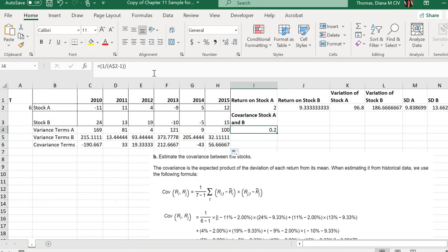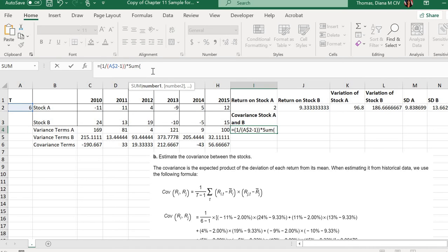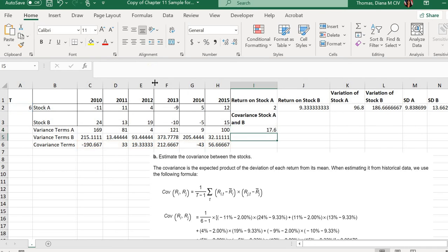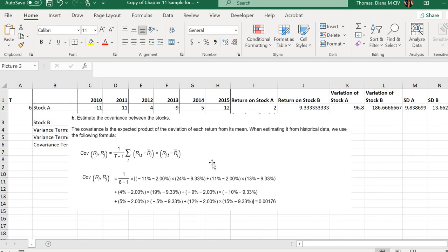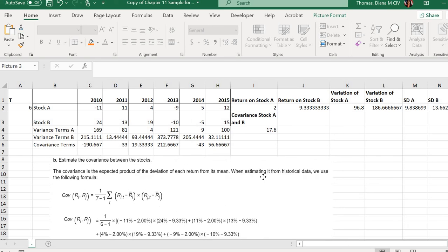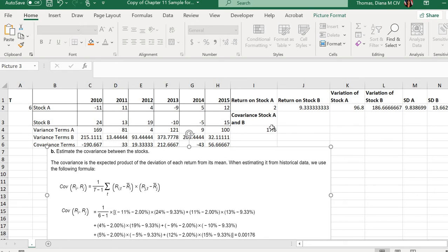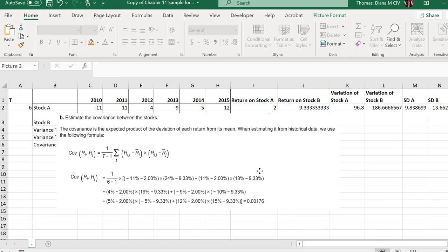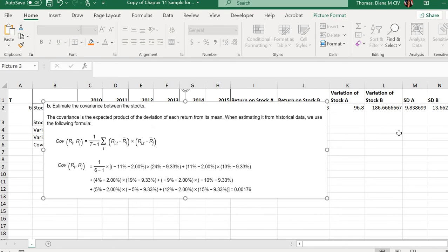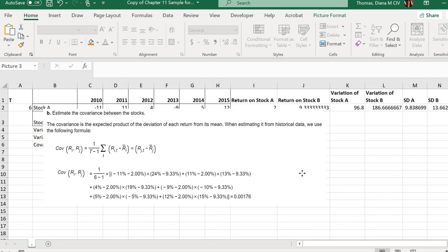And then if I want the covariance, I want to multiply by the sum of those terms. So that's C6 to H6, and that will add those up. And I get 17.6. And if I divide that by 100, I feel like they have 1,000 here, not 100, but it's 17.6. This should be 17.6%, and so they look like they have something else. They've divided by 1,000. That's not correct. Okay, so that's that piece.